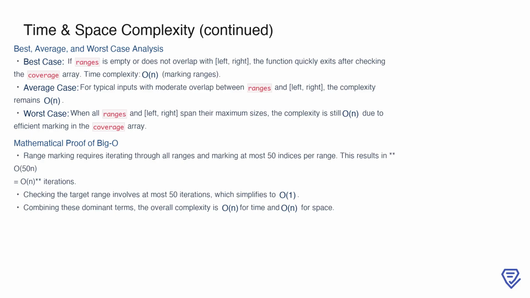In the worst case, when all ranges in the target range span their maximum sizes, the solution still operates in O(n) time due to the linear marking of the coverage array. The space complexity also remains O(n) across all cases. The efficiency is mathematically guaranteed because marking ranges involves at most O(50n) operations, and checking the target range is constant at O(1). Together, this confirms the overall complexity is O(n) for time and O(n) for space.